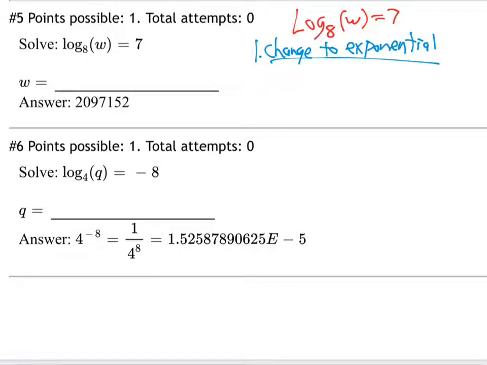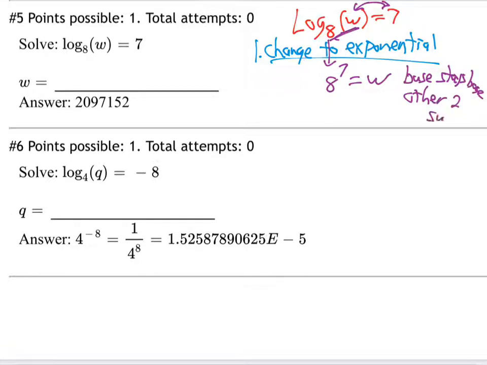How do you change it to exponential form? Well, the base stays the base, and the other two switch. Instead of 8 to the W, it's 8 to the 7, and the W goes over there. See how the base stays the base, right? Base stays the base. The other two switch. Okay, great.